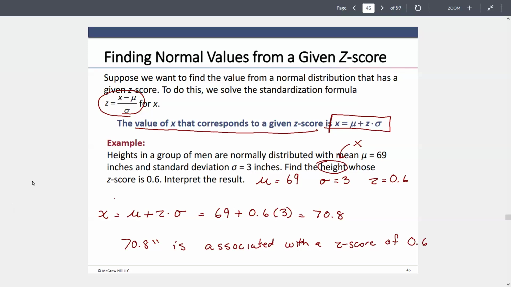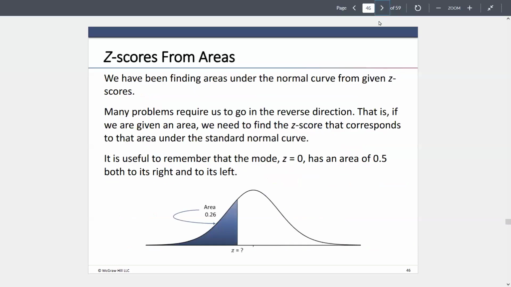All right, let's do some application here. z-scores from areas. We have been finding areas under a normal curve given a particular z-score. Many problems require us to go in the reverse direction. That is, if we are given an area or a probability, we need to find the z-score that corresponds to the area under the standard normal curve. It is useful to remember that the mode is 0 and has an area of 0.5 both to the right and left of your z-score.